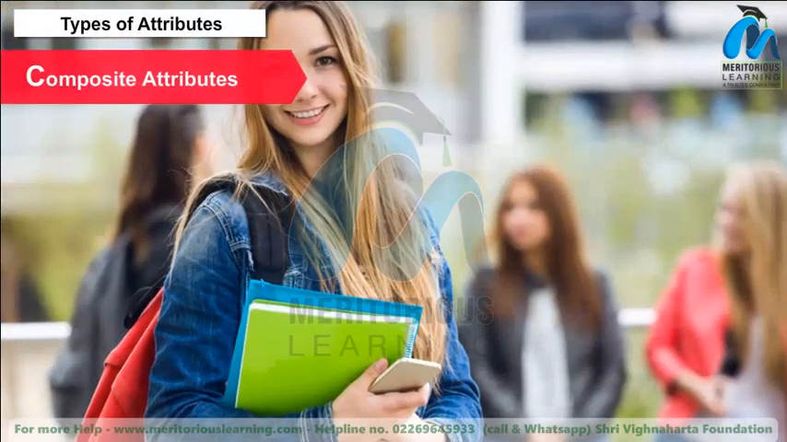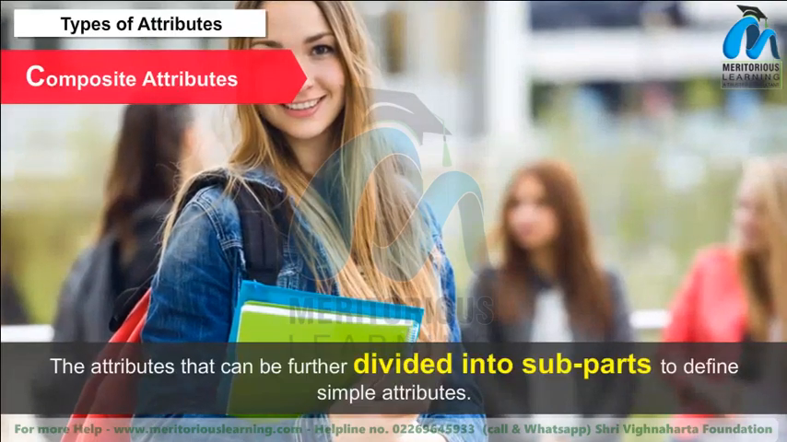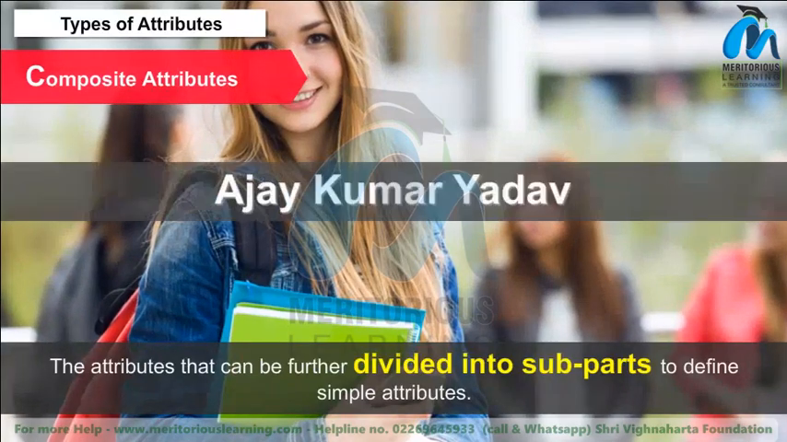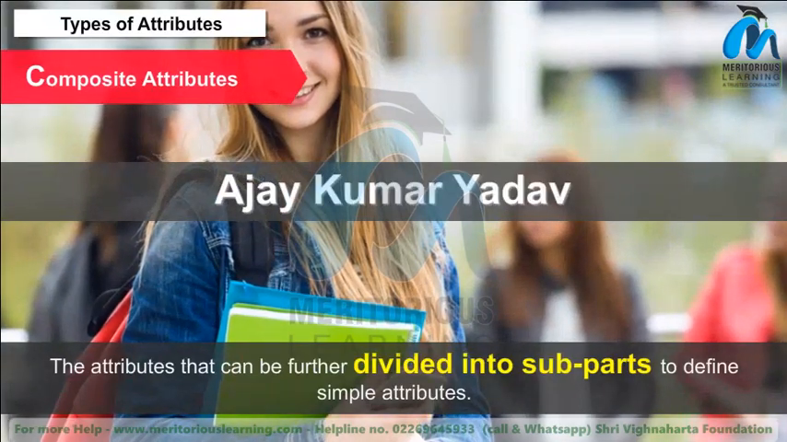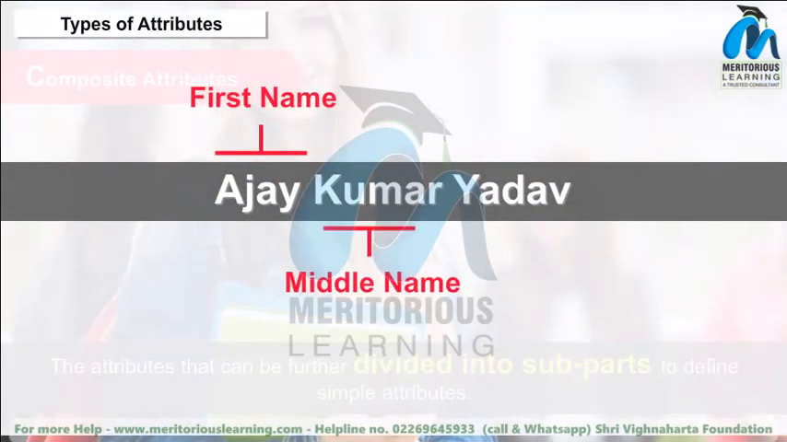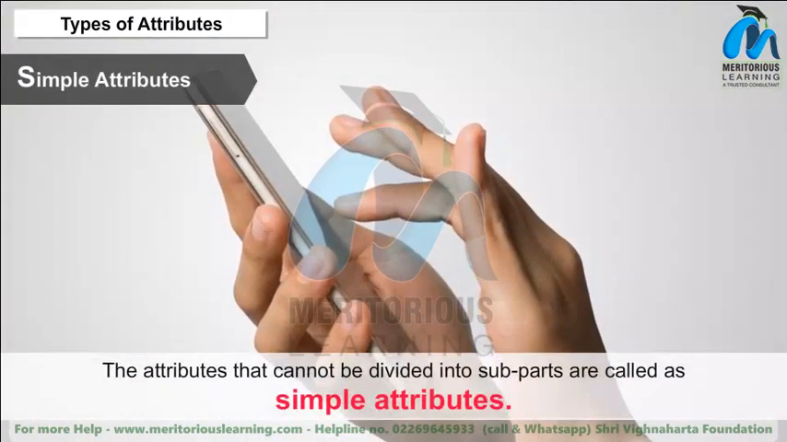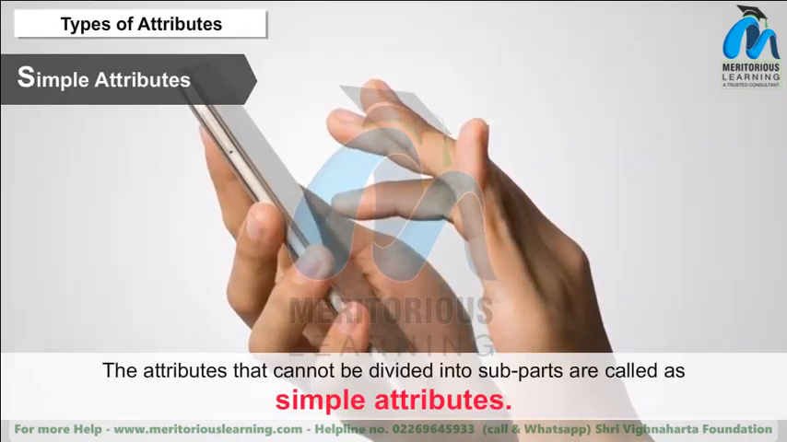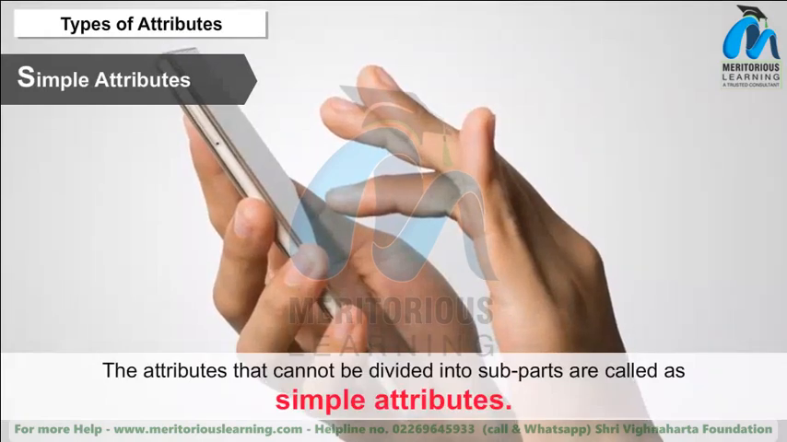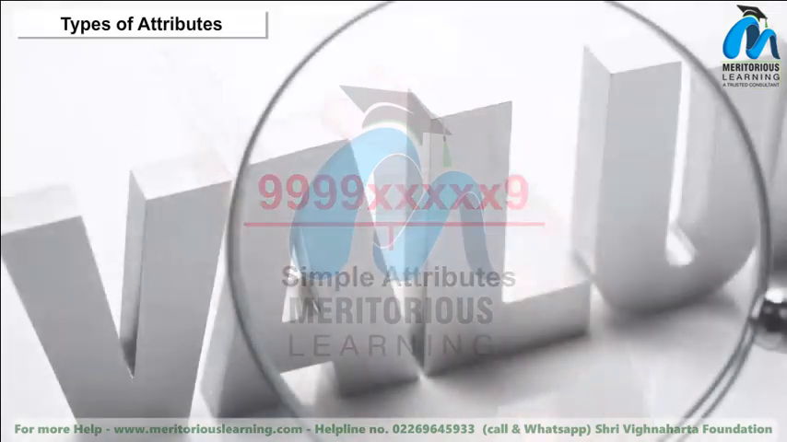Composite attributes. The attributes that can be further divided into subparts to define simple attributes. For example, the name of a student can be further divided into first name, middle name, and last name. Simple attributes. The attributes that cannot be divided into subparts are called simple attributes. For example, the phone number of a person can have 10 digits.